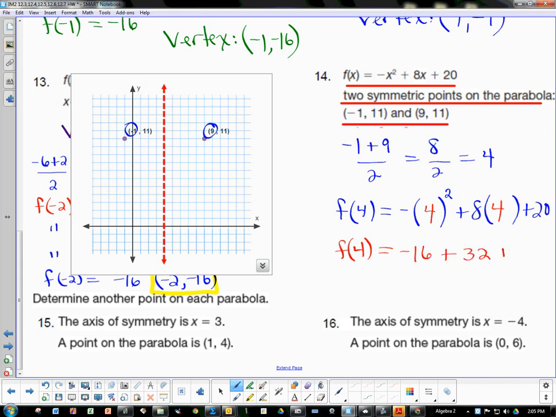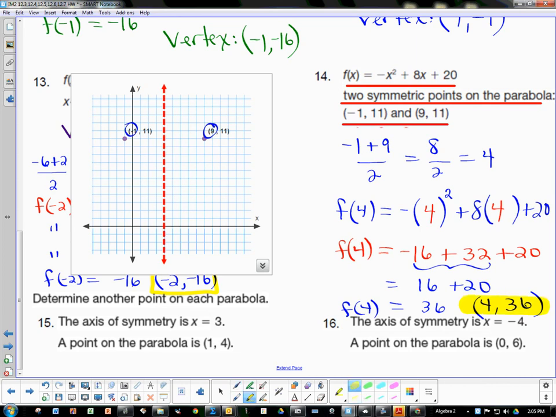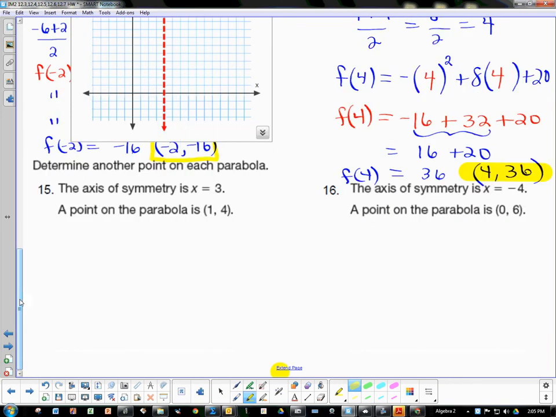plus 32, and then plus 20. And this happens to be 16 plus 20, all right? And that's going to be 36. Your vertex is 4, comma 36. All right, moving on. Numbers 15 and 16.